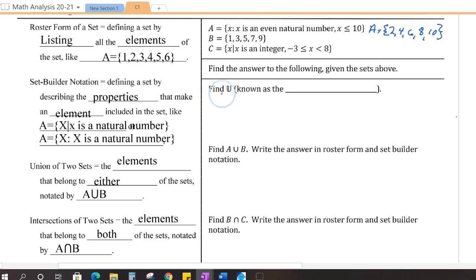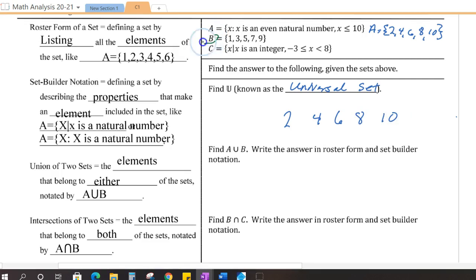Down here it says find U. That's known as the universal set. The universal set is everything in all of these. So we need to make a list of everything in all of these sets. Here I have the even numbers, 2, 4, 6, 8, 10. Here I have the odd numbers, 1, 3, 5, 7, 9. And in set C, we have X such that X is an integer from -3 all the way up to 8, not including 8.